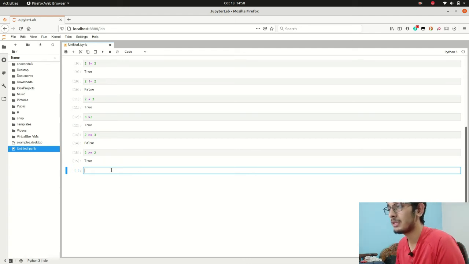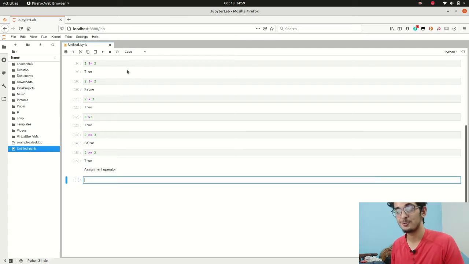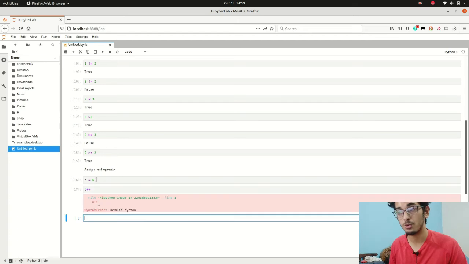It's not that long. So the last one is the assignment operator. What are assignment operators? They are so simple, like the other two. It's not that hard. But remember one thing: if you create a variable a is equal to 6, you just can't do a++ in Python. It doesn't mean anything. It's an invalid syntax.